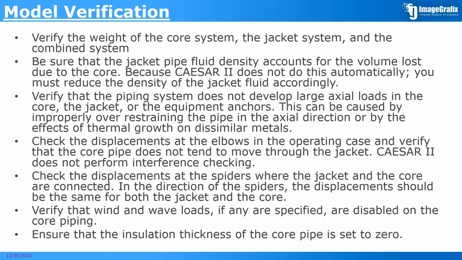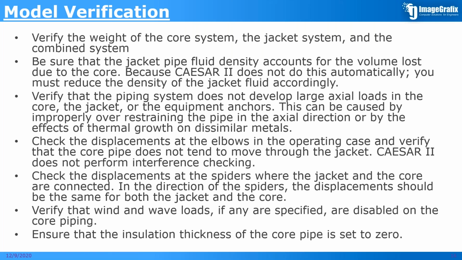Then the displacements at elbows in all the operating cases need to be verified, so that the core pipe does not move into the jacket pipe. If the gap between your core pipe and the jacket pipe is around 3 mm, the bend displacement on the core pipe should not be greater than 3 mm. If it goes beyond 3 mm, it will tend to move the jacket pipe also, which need not be. Caesar does not perform this interference check, so it needs to be verified manually by the user.